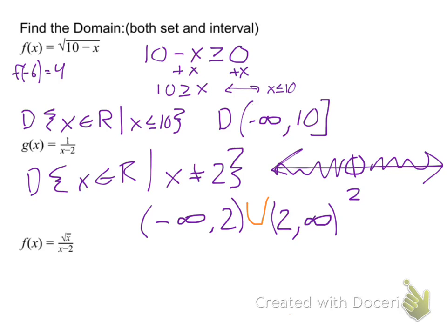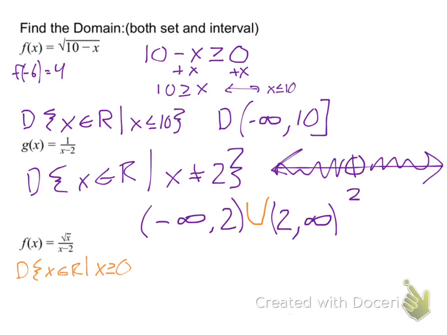How do you say that, guys? 0 to positive. Yes. How do I state that with inequalities? X is an element of the real numbers such that x is greater than or equal to 0. Which is greater than 0, greater than or equal to 0.